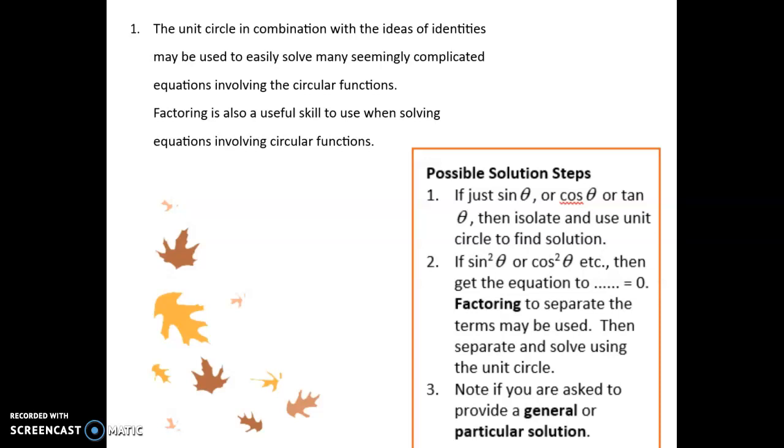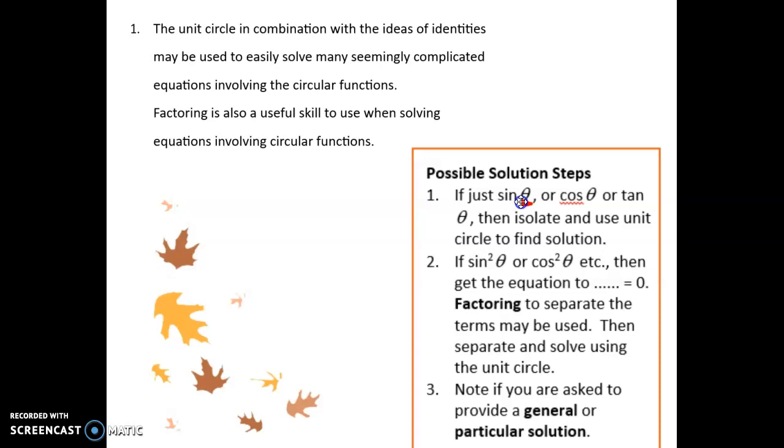Step 1, if just sine, cos, or tan, then you isolate and use the unit circle to find the solution. So the solution in these cases, you guys, is the angle. So we're always going to be looking to find the angle of whatever equation you're dealing with. If you have sine squared or cos squared, then set it equal to 0 and factor. Just like if it's quadratic, right? Anytime you see a squared, you set it to 0 and factor.